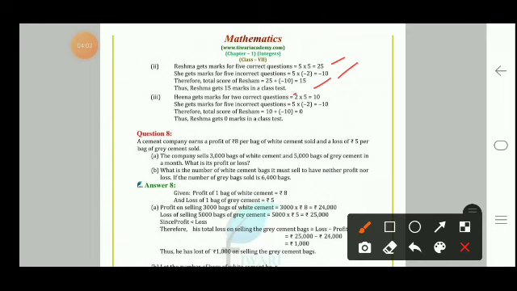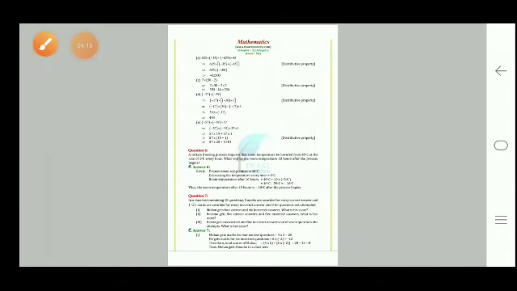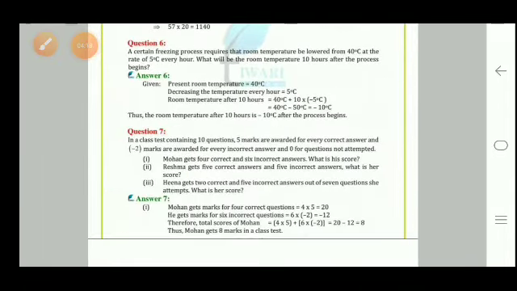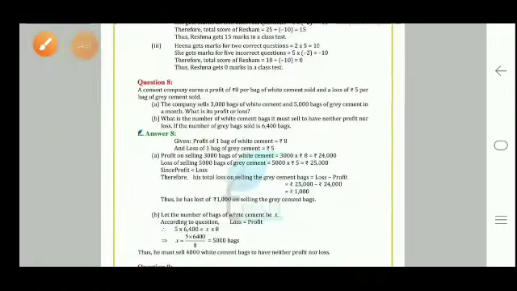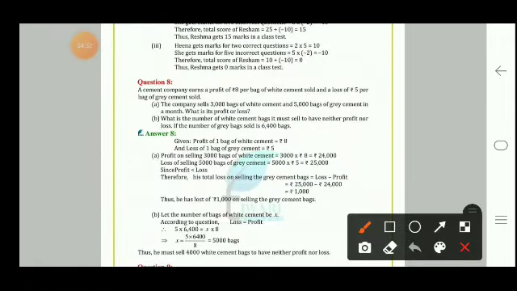Then in the third part, what have they asked? Hina gets 2 correct and 5 incorrect answers out of 7 questions she attempts. What is her score? Look here. Hina gets marks for correct answers 2 into 5, that is 10, and for incorrect answers 5 into minus 2, that is minus 10. So the total score is 10 plus minus 10, that is 0. So Hina has scored 0 marks in the class test.